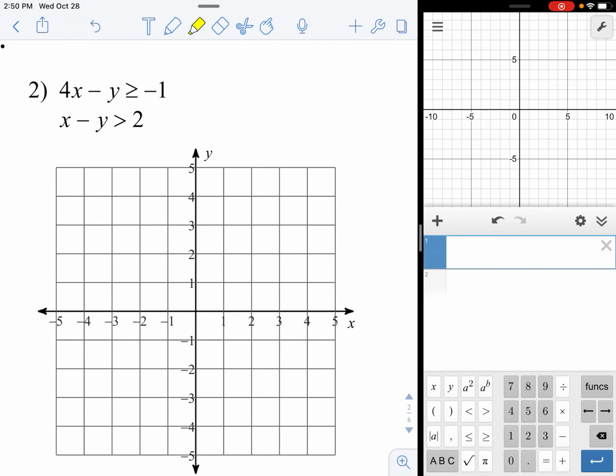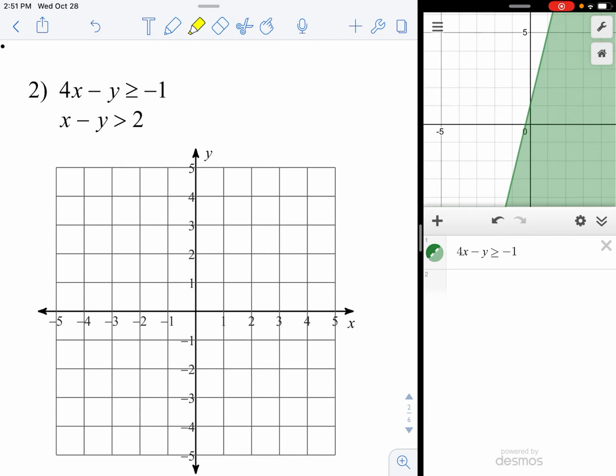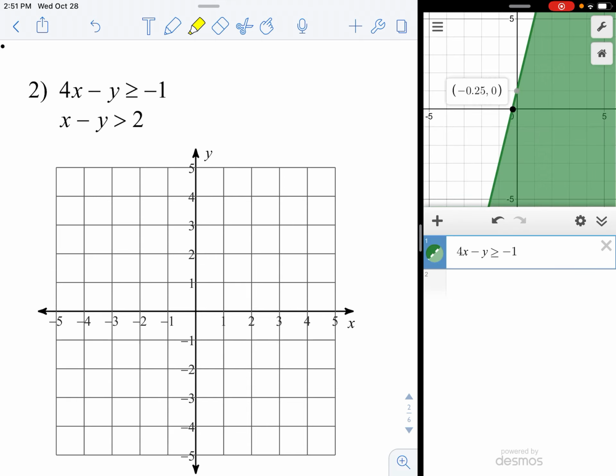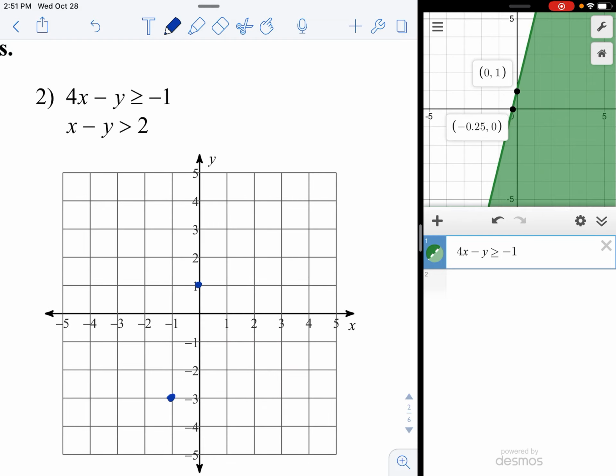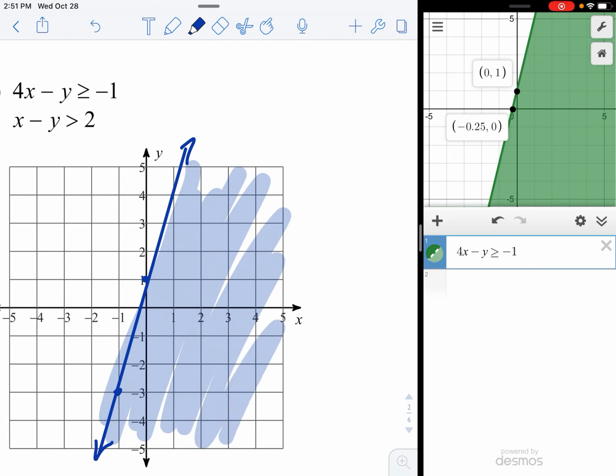All right, so these appear to be in standard form. Doesn't matter, Desmos can handle it. 4x minus y greater than or equal to negative 1. So what does that look like? I can zoom in a little bit. And 0, 1 is an intercept. Is there another couple of points that I could plot that might be helpful? Negative 1, negative 3. Connect the dots with a solid line and then shade down below. So it looks like this, right?